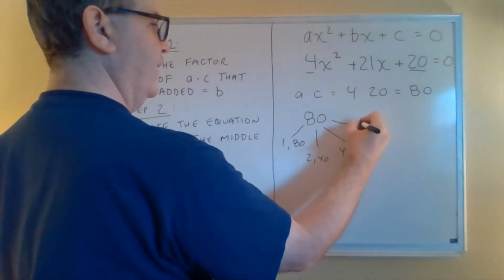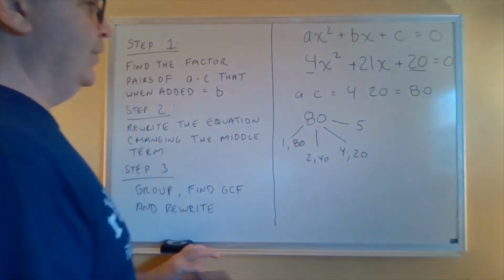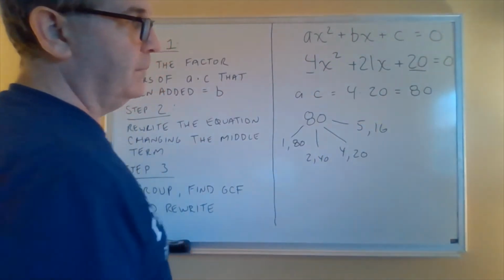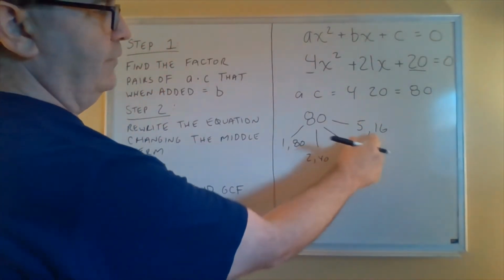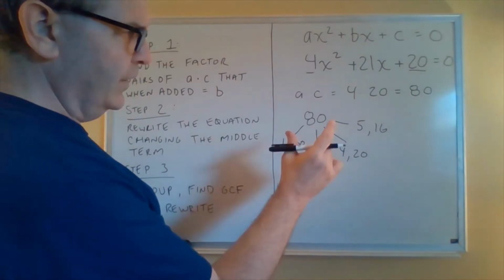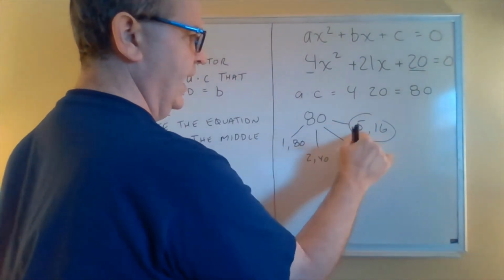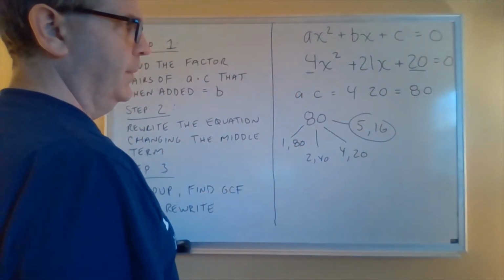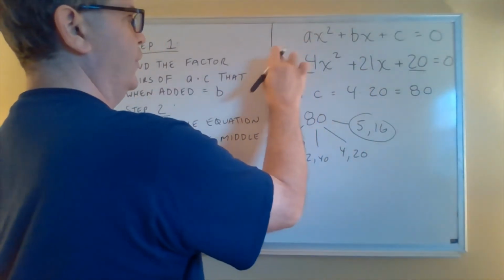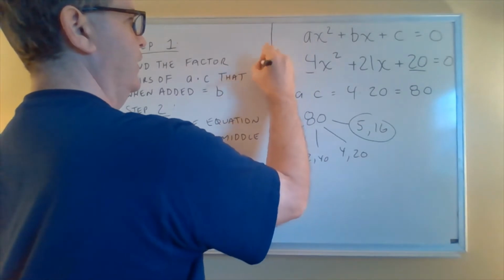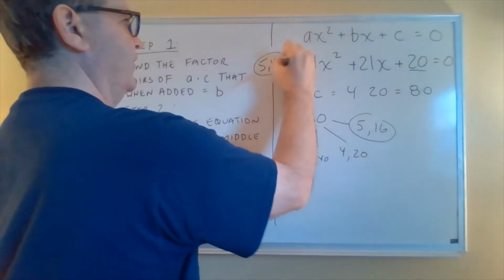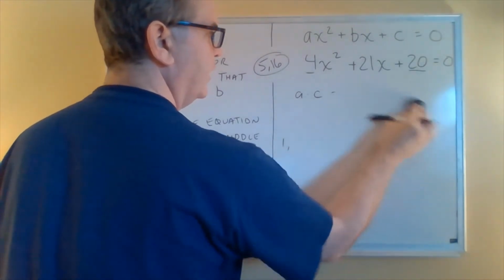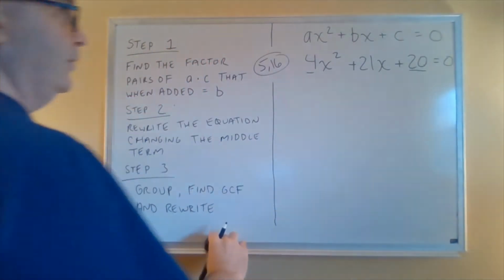And then we'll have 5. How many times does 5 go into 80? 5 goes in 16 times, and there we go. 16 times 5 equals 80. So that's going to be our pair, because when we add 5 and 16 together, we do get 21. Let's write that off to the side over here. 5 and 16, those are our numbers. And we're going to move on to step 2.